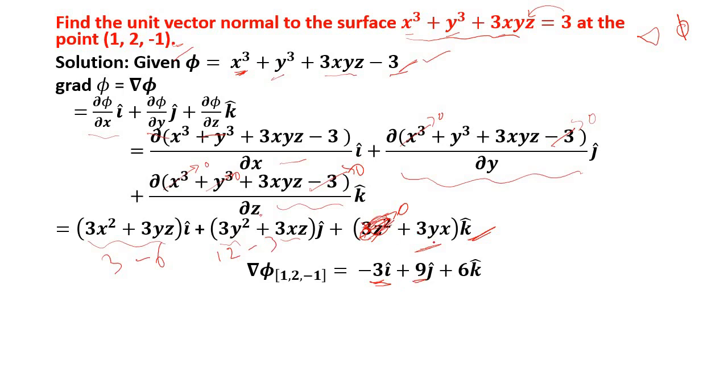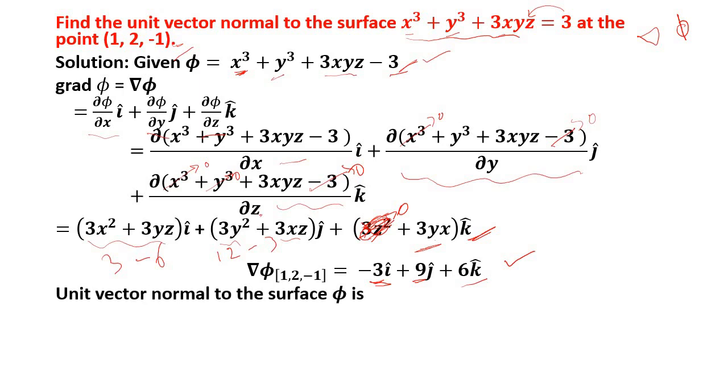Now replace it. You don't have 3z square, just here 3xy, 3 into y, y is 2, x is 1, so 3 into 2 into 1, 6, so 6k. So this is the gradient of a scalar at the point 1, 2, minus 1. This is just a gradient, not a unit vector normal.